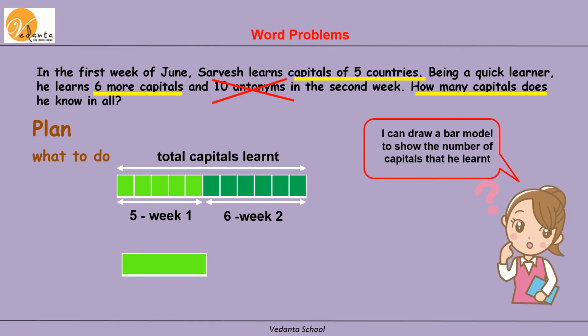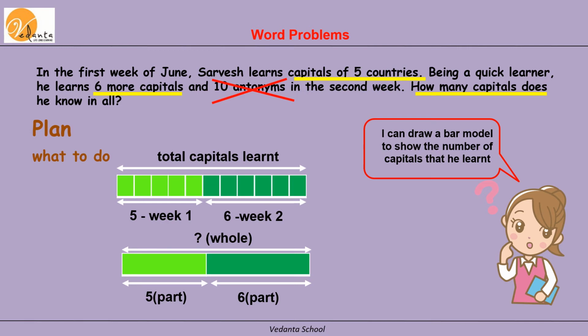So you will know 5 is of approximately this size. So you will draw a bar model which is like this for the first part. Next has to be for week 2, it should be 6. So you should draw it slightly bigger than this first one. So this will be the 6 of week 2. This is the second part. So, what did we learn? Part, part, whole. So, both together is the whole. There I have given you a question mark because that is what you have to find. Now we've already done the planning.